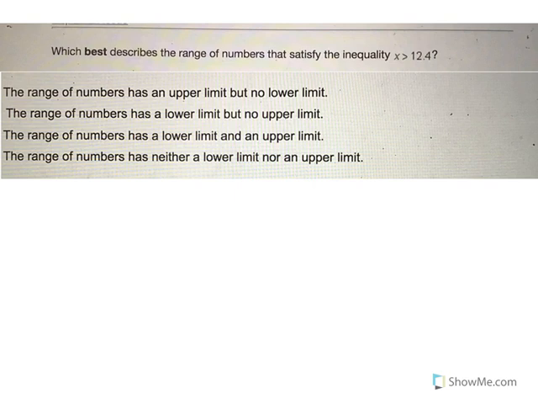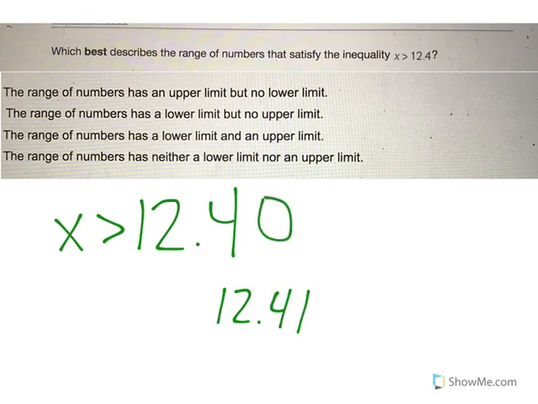All right, the last problem we're going over describes a range of numbers that satisfy the inequality x is greater than 12.4. Can you think of any numbers that are greater than 12.4? What about 12.5, 12.6, 12.7, 12.8? 12.41 is greater than 12.40, and 12.401 is greater than 12.4. How many numbers are greater than 12.4?